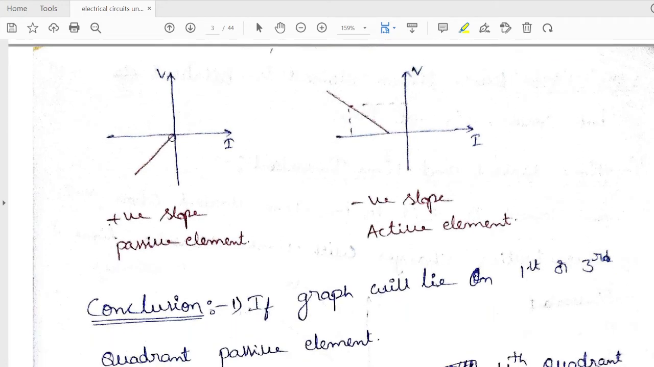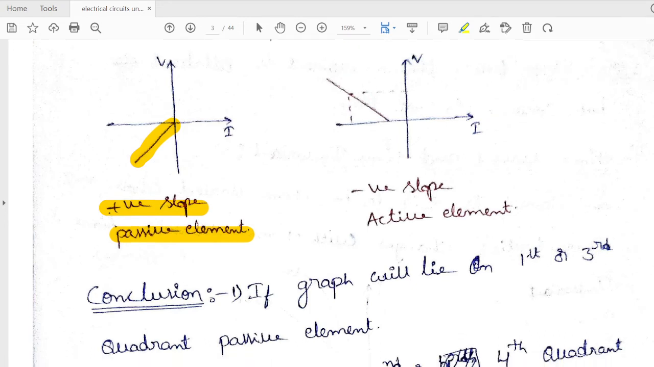See, even though this curve is in the third quadrant, V is negative, I is negative. If I do V by I, I will get the positive slope. That's why this curve indicates a passive element.